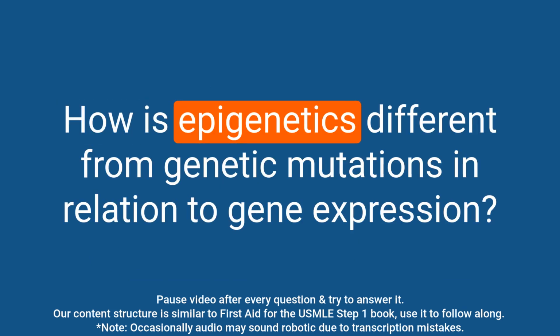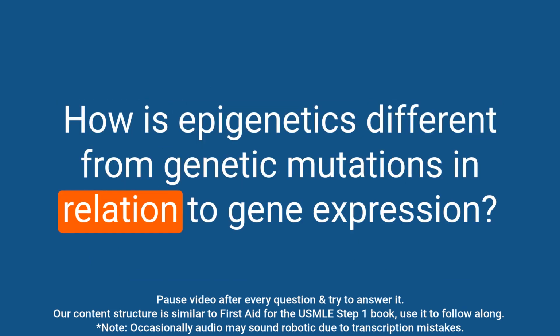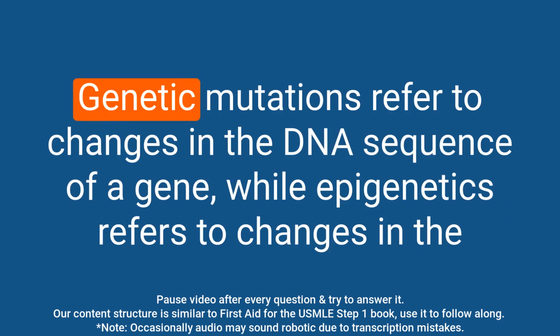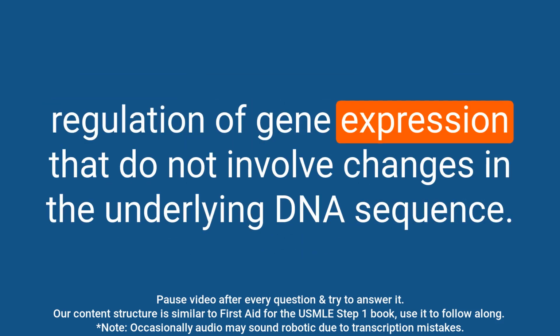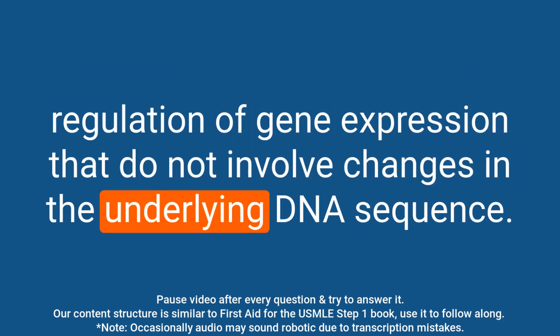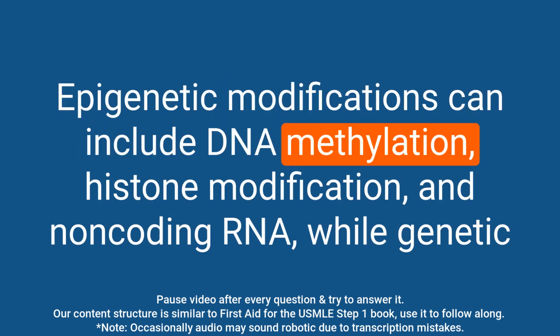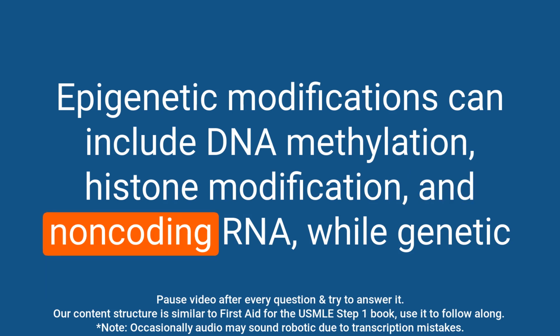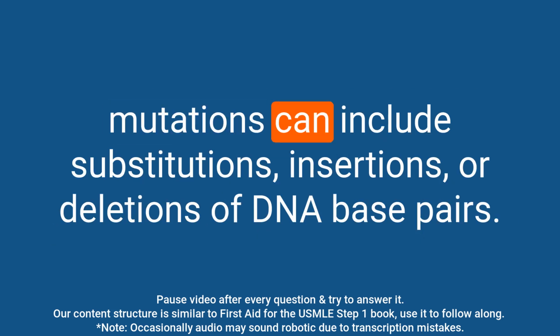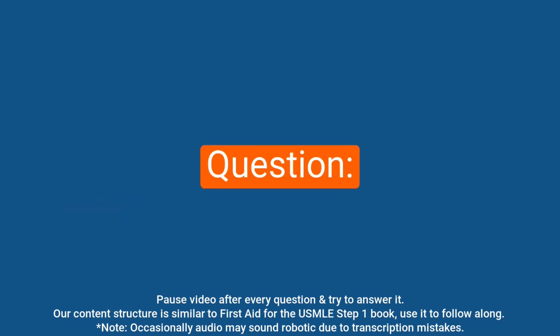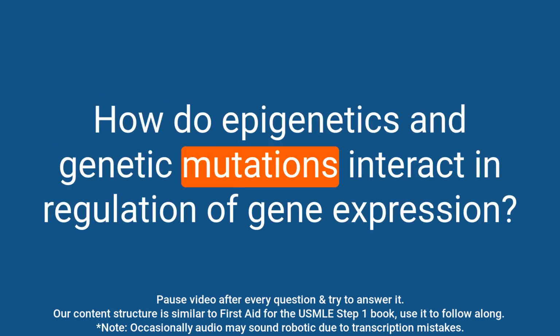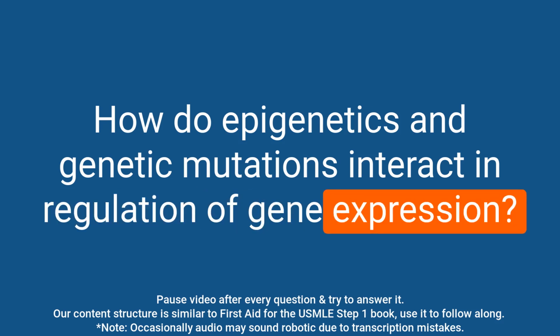Question: how is epigenetics different from genetic mutations in relation to gene expression? Answer: genetic mutations refer to changes in the DNA sequence of a gene, while epigenetics refers to changes in the regulation of gene expression that do not involve changes in the underlying DNA sequence. Epigenetic modifications can include DNA methylation, histone modification, and noncoding RNA, while genetic mutations can include substitutions, insertions, or deletions of DNA base pairs.